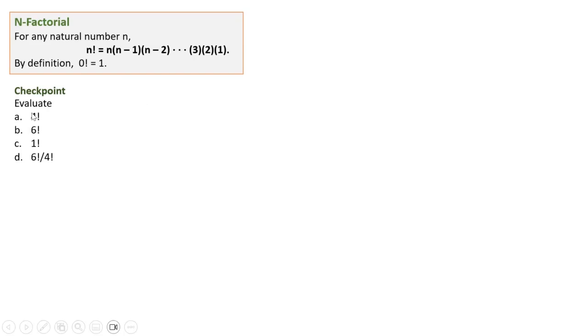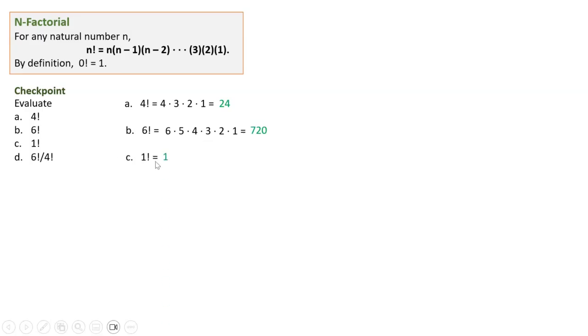Checkpoint. A, right? So what's 4 factorial? By applying the principle, it'll be 4 times 3 times 2 times 1. Multiply them out. The answer is 24. For B part, what's 6 factorial? It'll be 6 times 5 times 4 times 3 times 2 times 1. You multiply them out, and you get 720. For C part, what's 1 factorial?